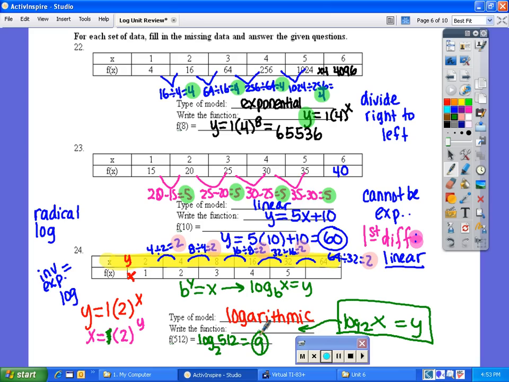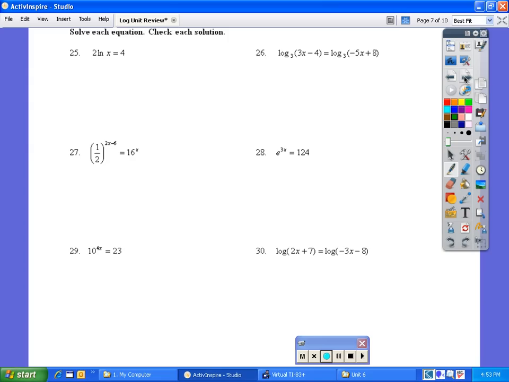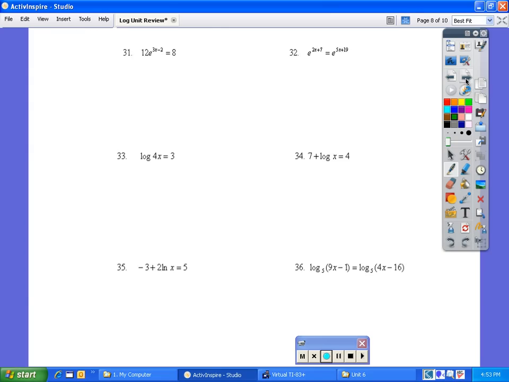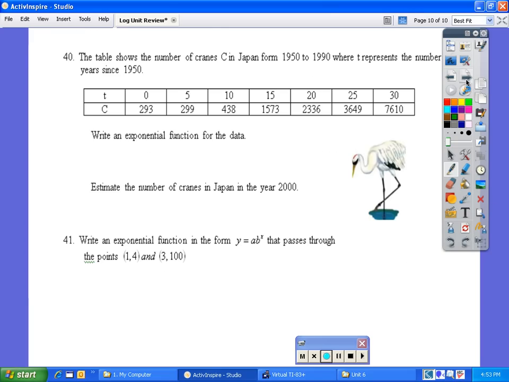Okay, a lot going on, but hopefully you'll understand. Alright, so we got one more exponential to do, and that is the word problem. Make sure that you read the word problems. 9 times out of 10, the word problem will say, write an exponential, which means you won't have to do anything else but find the exponential, okay?